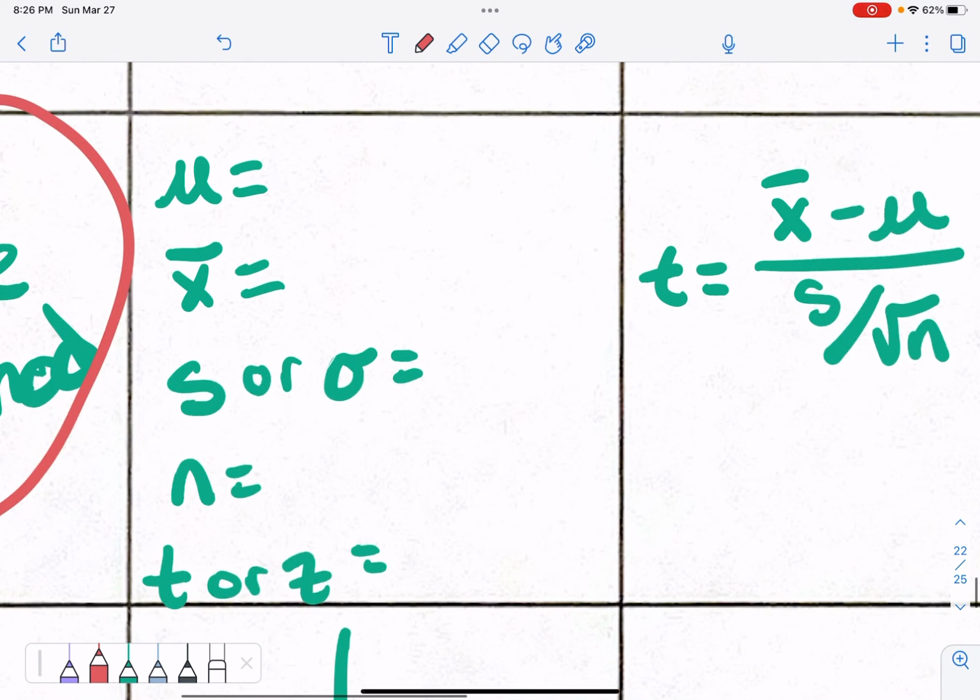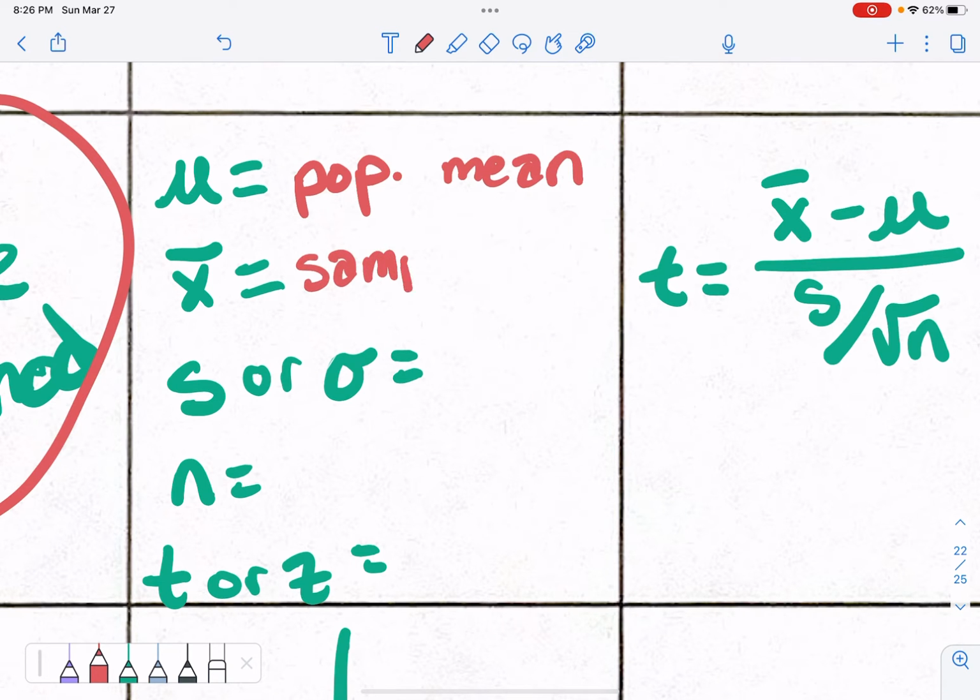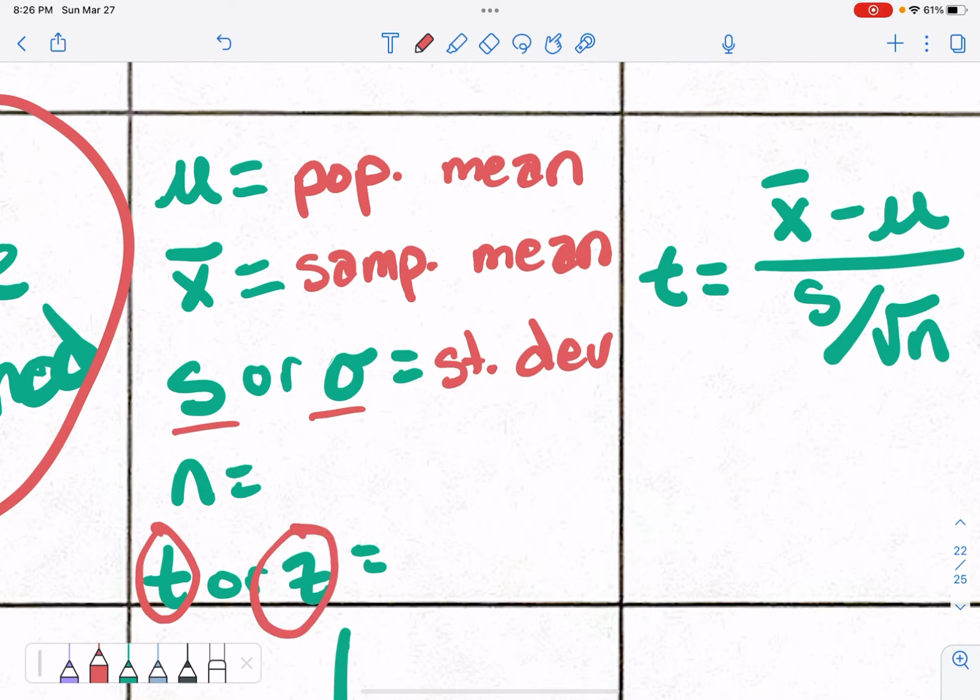So mu is the population mean. X bar is the sample mean. And then depending on what we're given, if we're given S or sigma, both of those stand for standard deviation. Those things will help determine whether we use the T or the Z chart. If it's S, we use T. If it's sigma, we use Z.